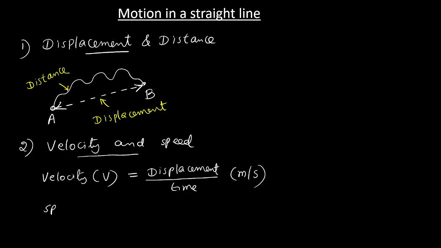And what do you mean by speed? Speed is simply the distance divided by time. Distance divided by time. The unit is again meter per second. Clear? Distance by time. The distance I have already discussed, the path length. So the velocity and speed is clear.